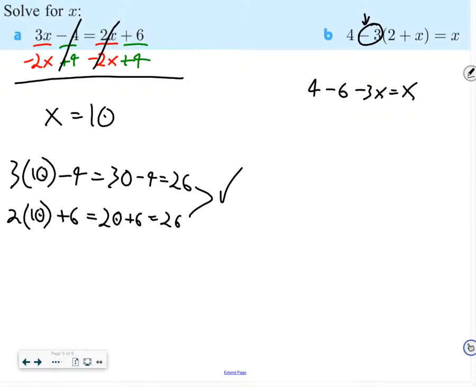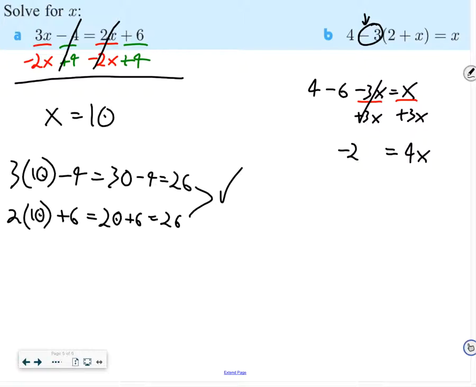Okay, so I'm going to recognize that I have an x term here and an x term here on opposite sides. So I'm going to get all my x's to the right side. By doing so, I'm going to add 3x and add 3x. So what do I end up getting? x plus 3x is 4x on the right side. Those cancel out, and 4 minus 6, I get negative 2.